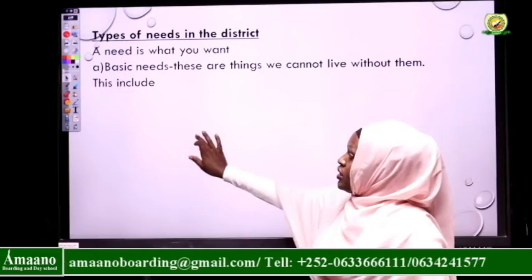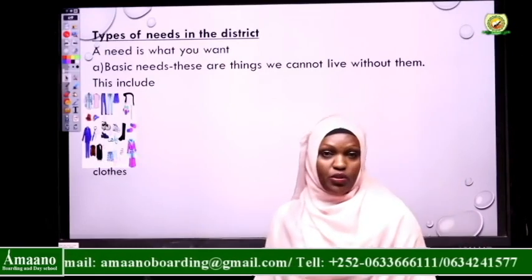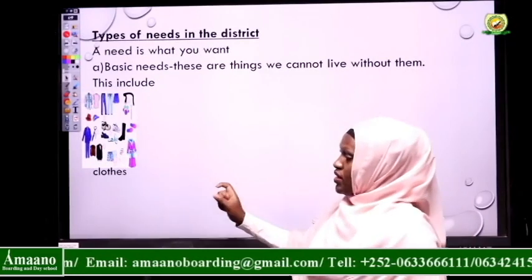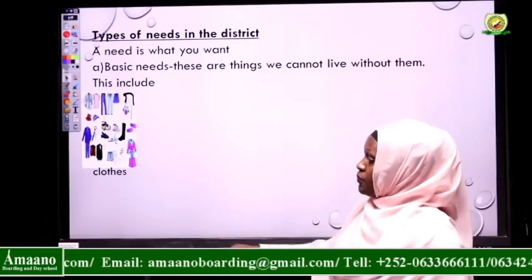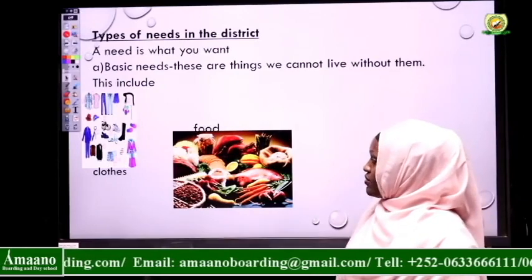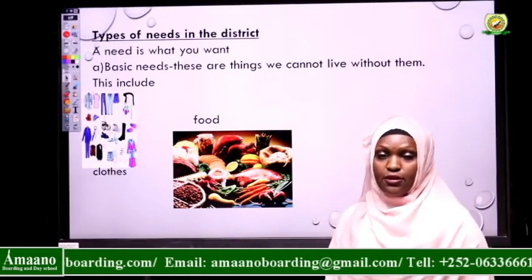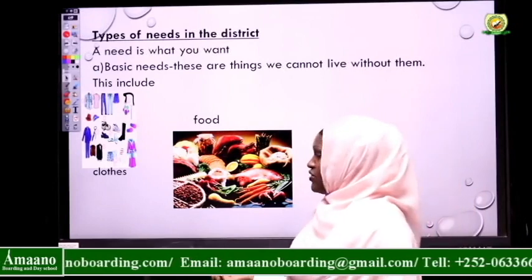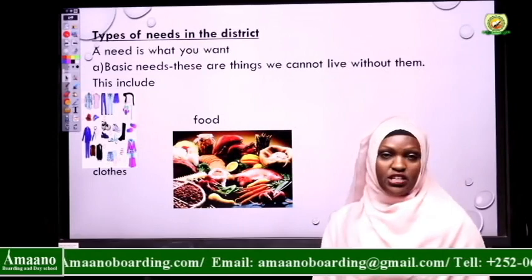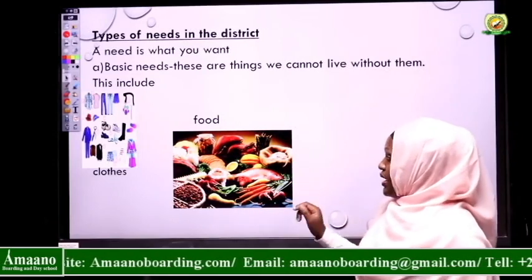Number one, we have clothes. We can't stay without clothes. Everyone needs clothes to wear. So clothes are a basic need. Number two, we have food. Food is a basic need. We all need food, because if you don't have food, you will become weak, and very soon you find that you don't have the energy to survive. So we all need food for us to be alive.